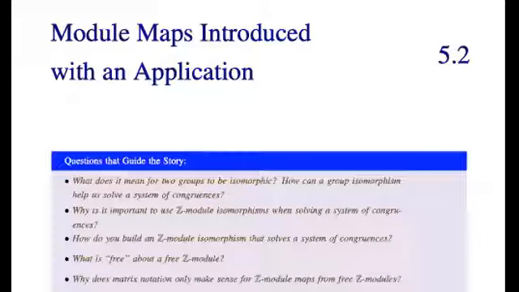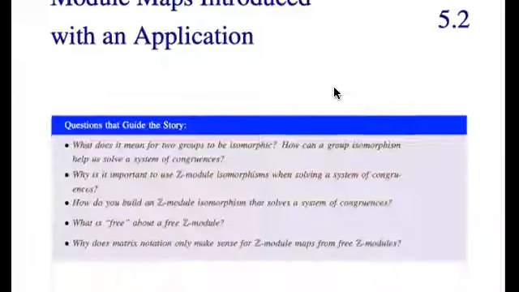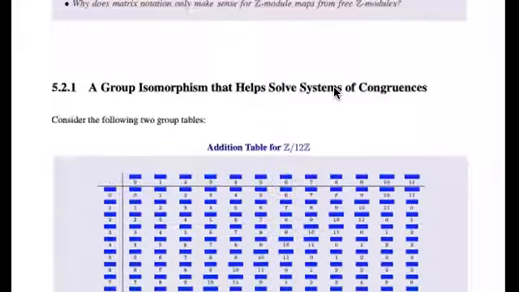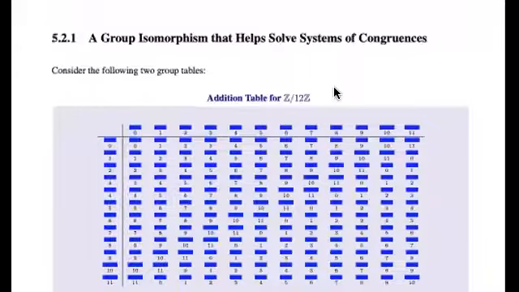Welcome to a read along with Dr. Powell on the book Discrete Perspectives in Mathematics. This is section 5.2, Module Maps, introduced with an application. Okay, here's the first subsection. All right, a group isomorphism that helps solve systems of congruences.